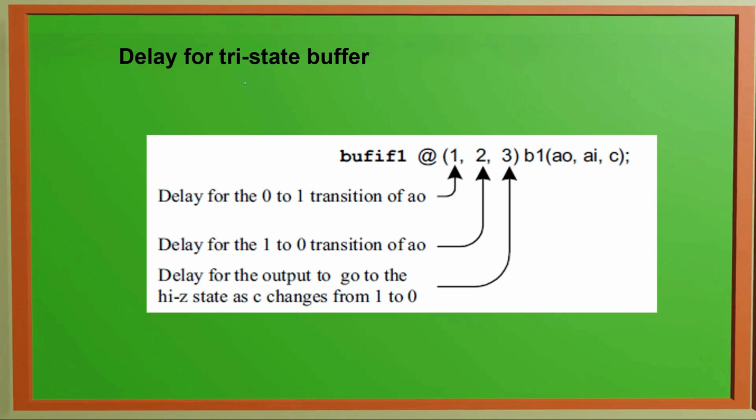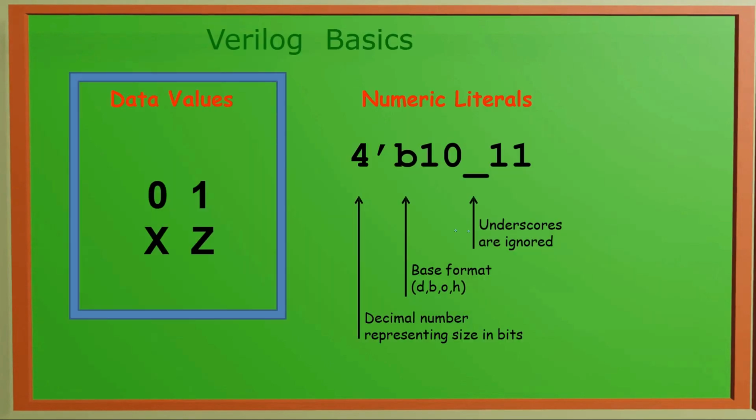For the tri-state buffer also we can define delay. So if this is the syntax, we define delay as 1, 2, 3. So delay for the 0 to 1 transition, then delay for the 1 to 0 transition, and then the delay for the output, which can go from high impedance state Z, changes from 1 to 0. So we can define delays for all various parts.